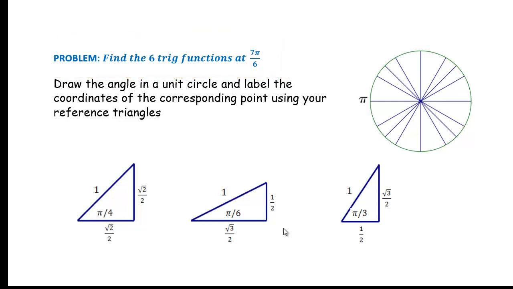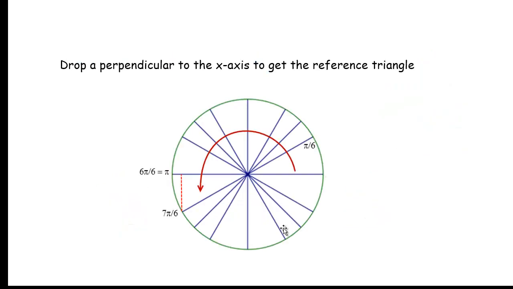The first thing we want to do is draw that angle in the unit circle and label coordinates of the corresponding point, meaning label x and y. And we're going to use our reference triangles to do that. So here I have a unit circle, I've got my reference triangles lined up. I've got to find 7 pi over 6. Here's how I like to do that.